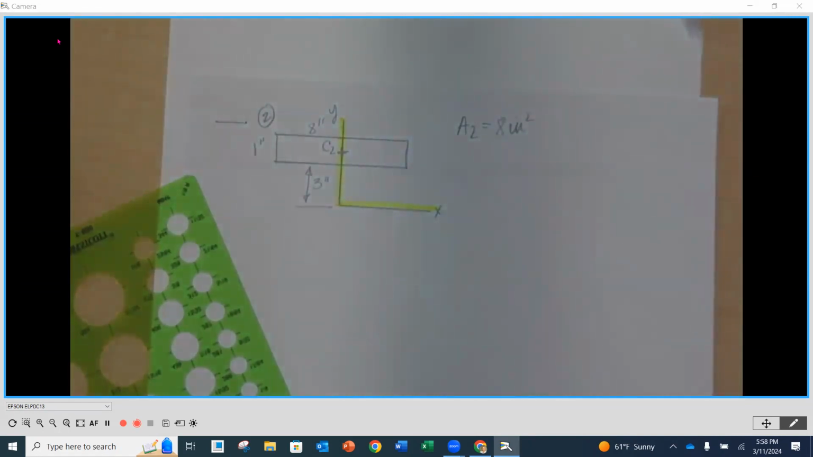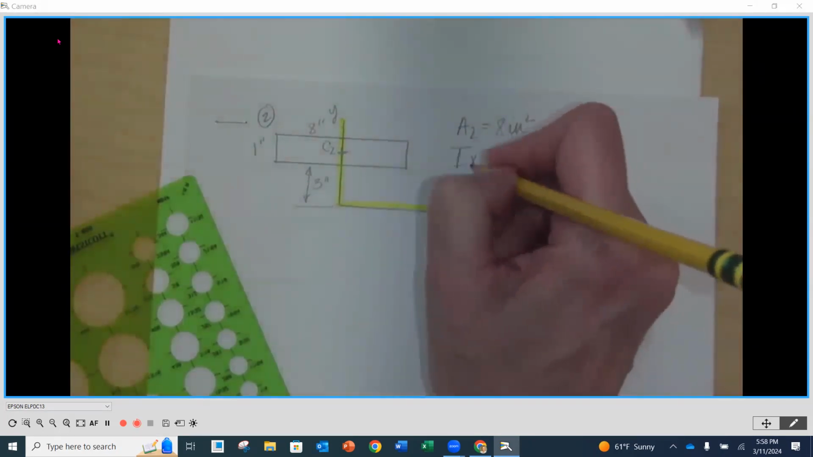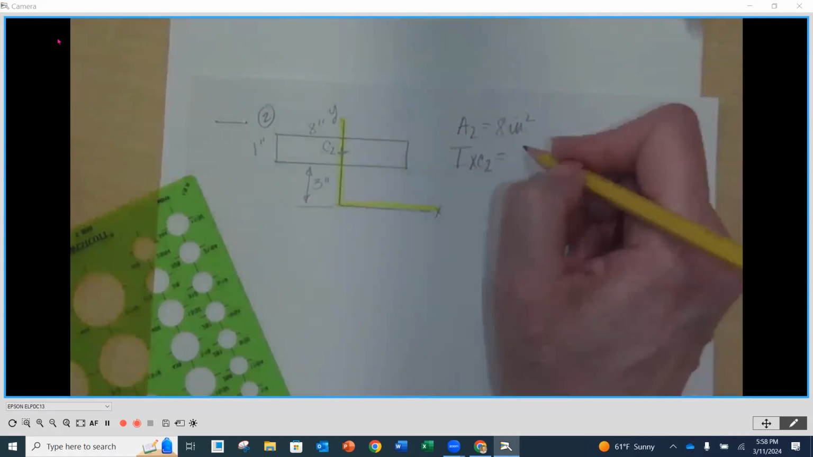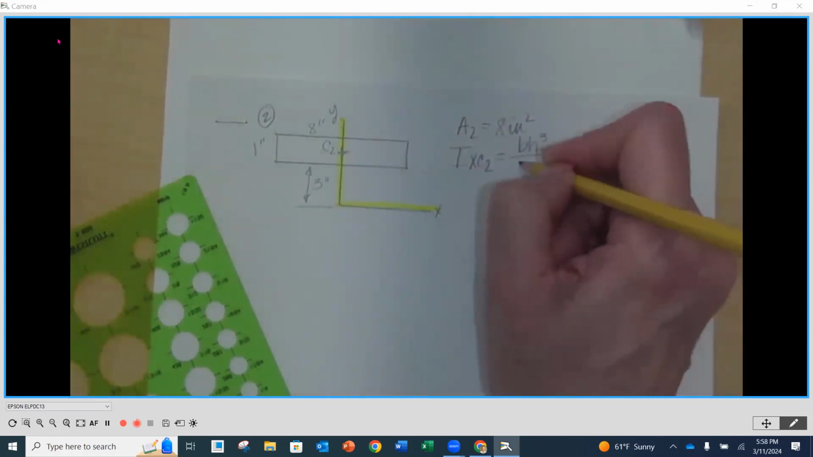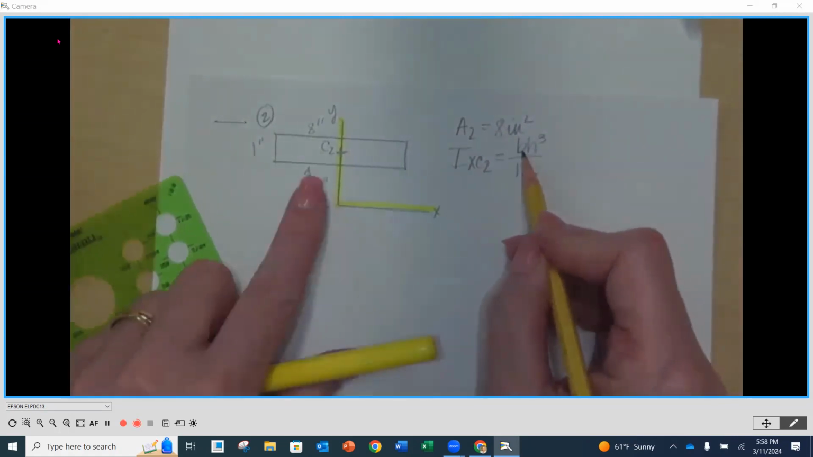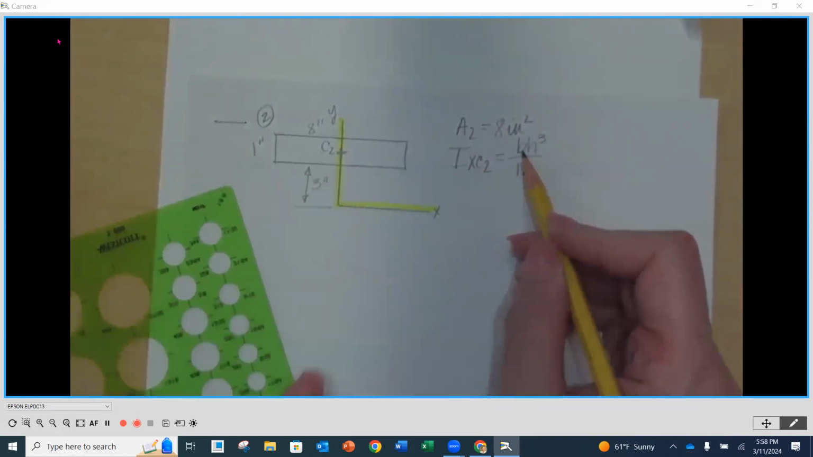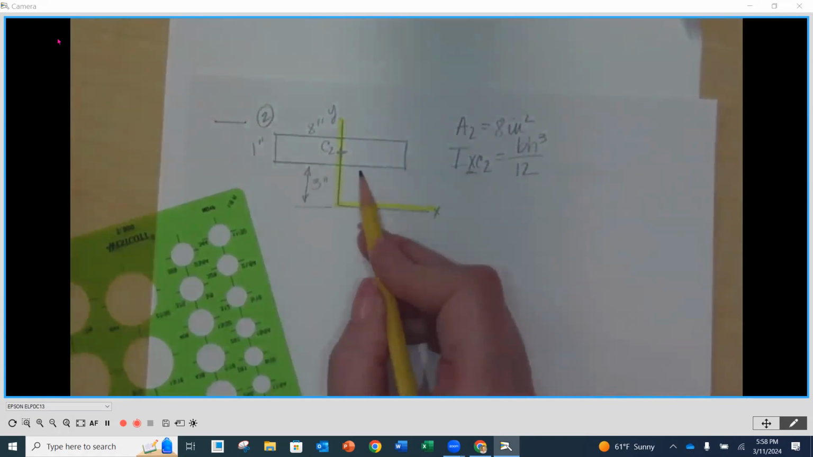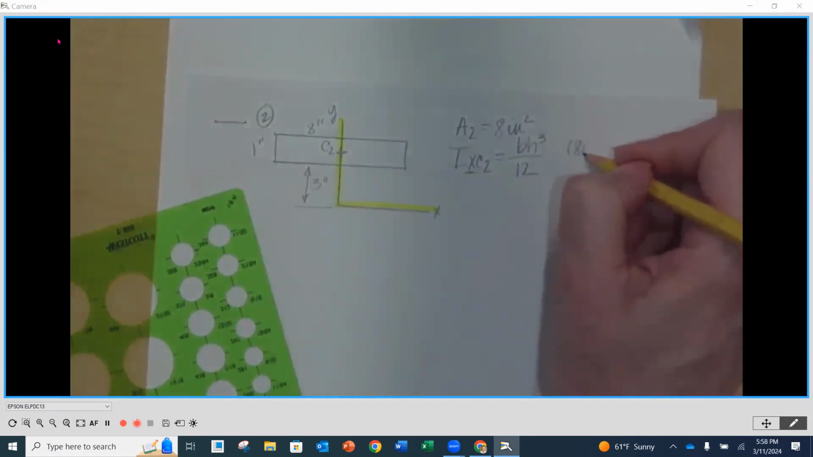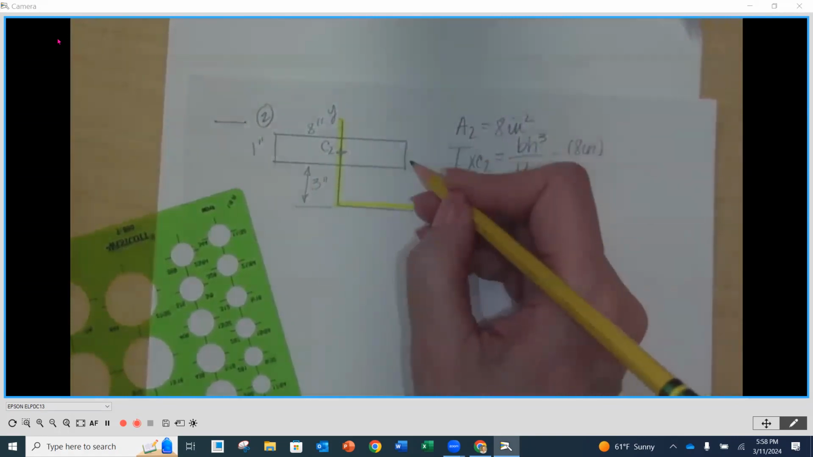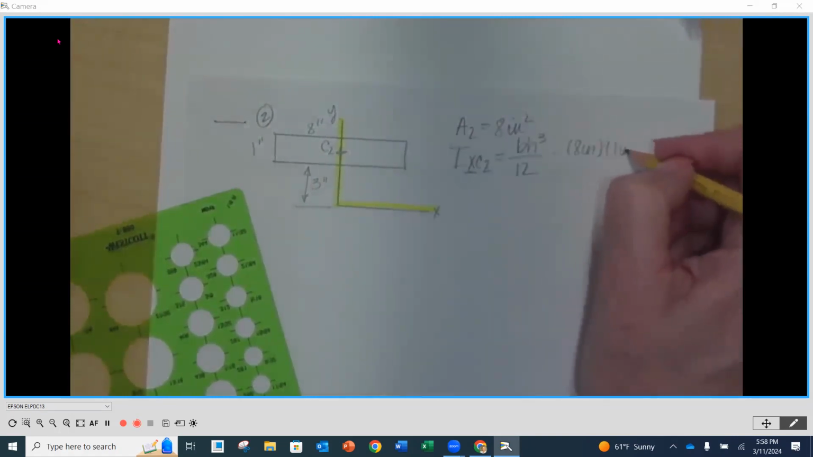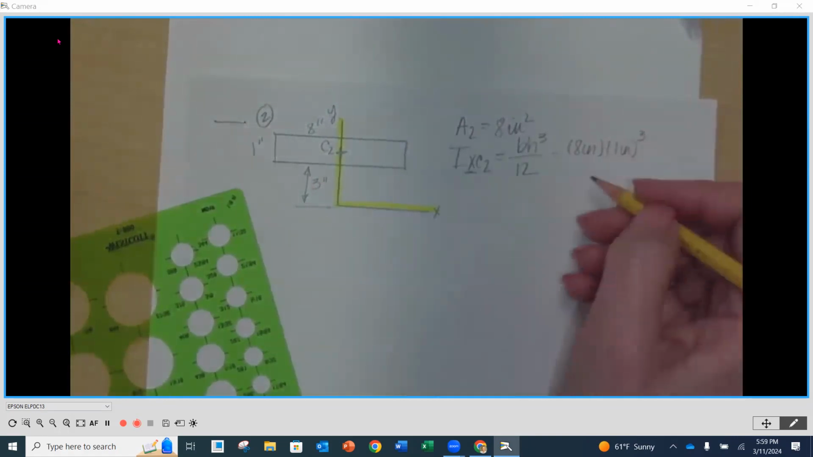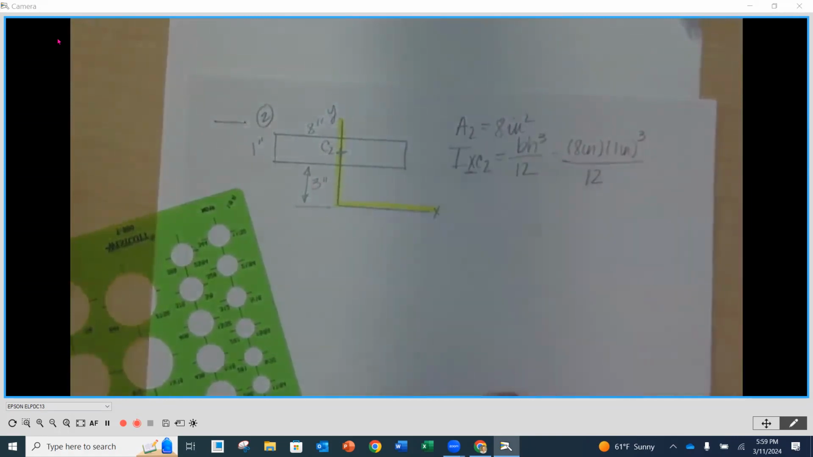I literally just did this problem like 4 hours ago. And my IXC2 is still going to be base times height cubed divided by 12. Remember, my base is parallel to the axis I'm summing around, my x-axis. That means that my base is going to be the 8 inches, and my height then is going to be the 1 inch. And I'm going to cube the 1, multiply by the 8, and divide by 12.